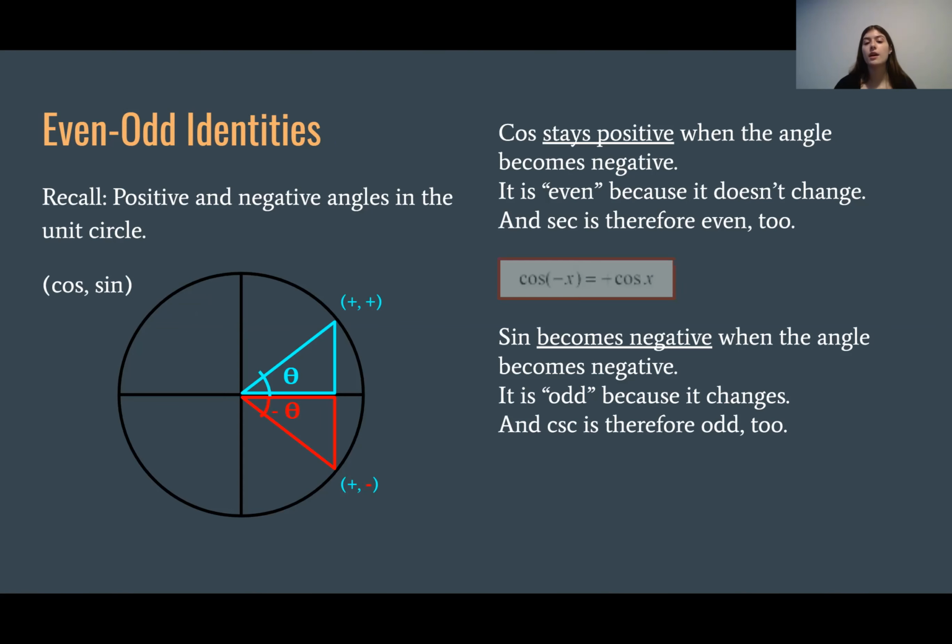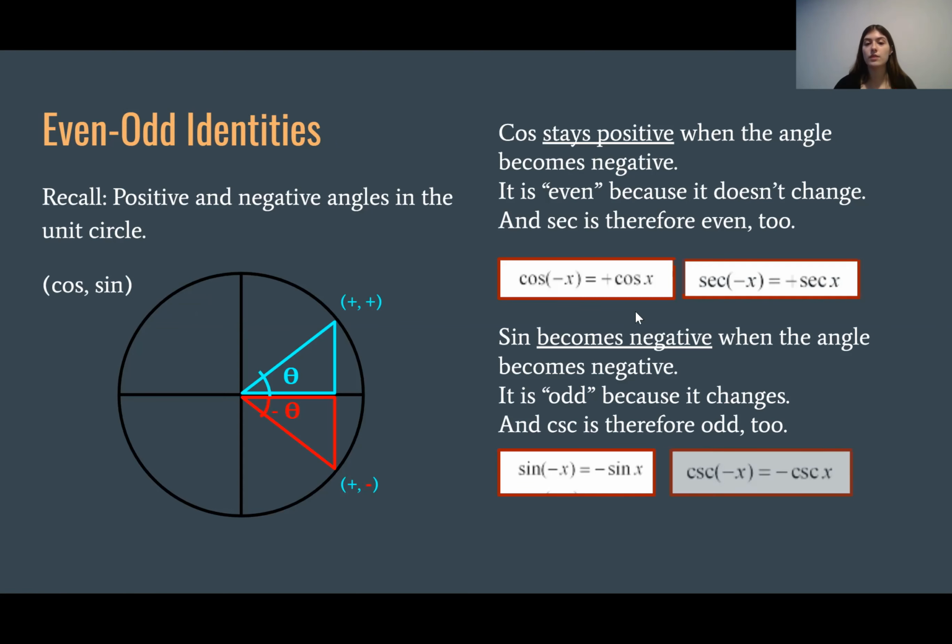So this is how we come up with our next few identities. Cosine of the negative angle is still positive. Secant of the negative angle is still positive. It's a little hard to see here, but this is a plus sign in the front. It's not a negative sign, it's a plus sign. And then sine of the negative angle, or negative theta, is negative. The same thing goes with cosecant. So cosecant of negative theta is in fact negative cosecant, all right?